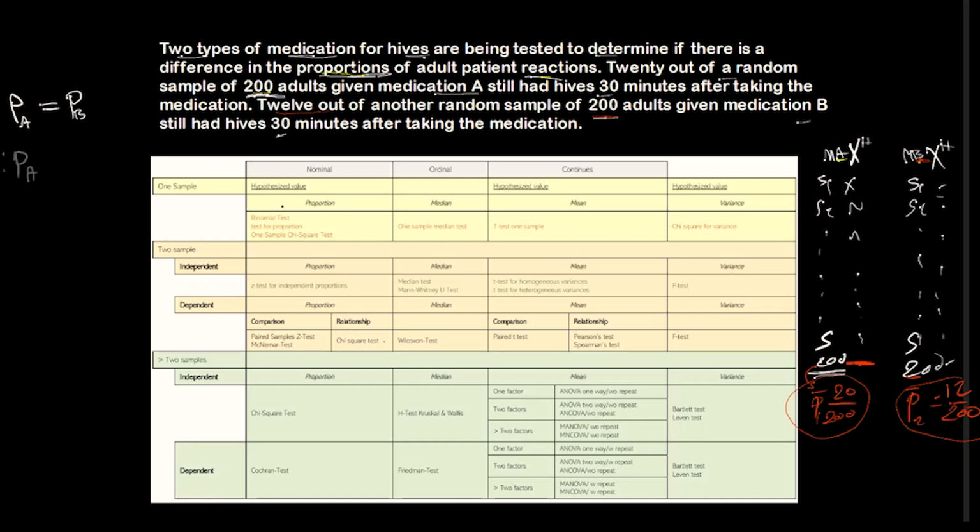And the alternative: there is a difference, they are not equal proportions. First of all, how many samples do we have? Obviously, we have 2 samples. They are independent because it's a completely different set of subjects. The variable is a nominal one.